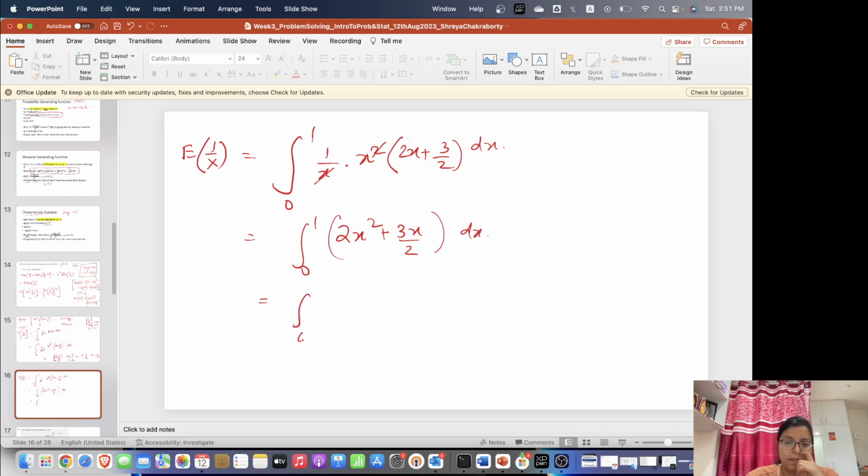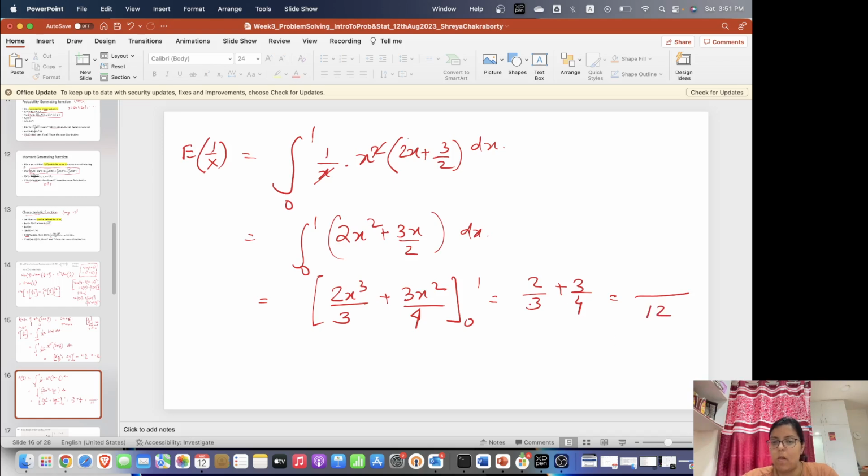This will be 2x cube by 3 plus 3x square by 4, from 0 to 1. So this will be 2 by 3 plus 3 by 4. The common denominator is 12: 4 twos are 8, and this will be 9. That is 17 by 12.